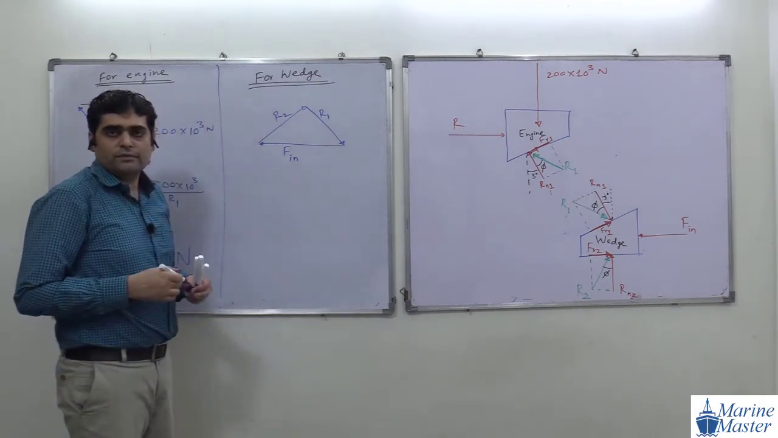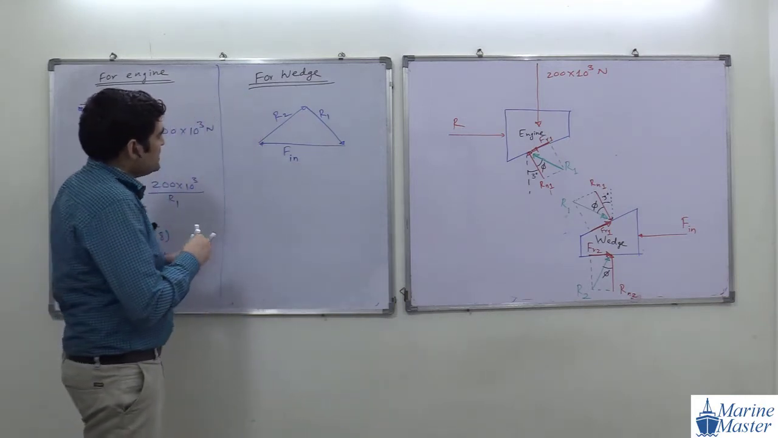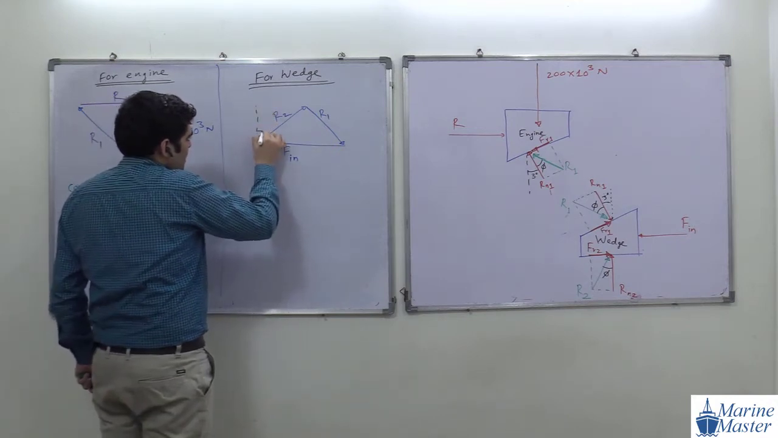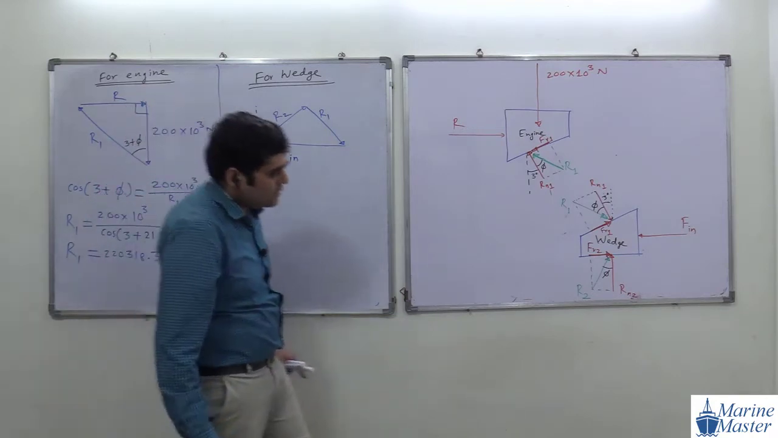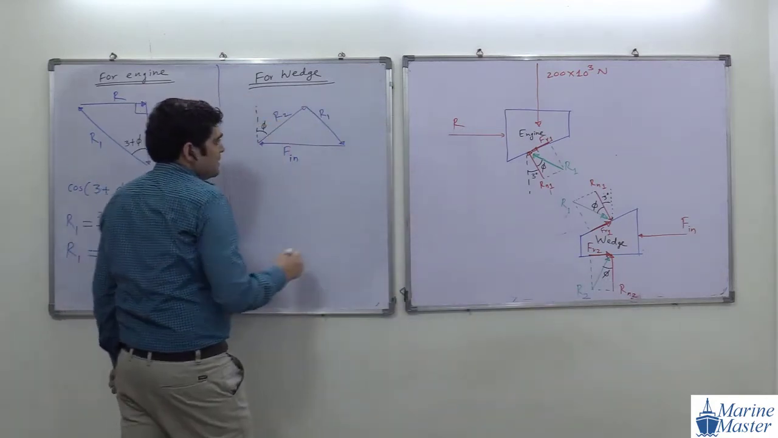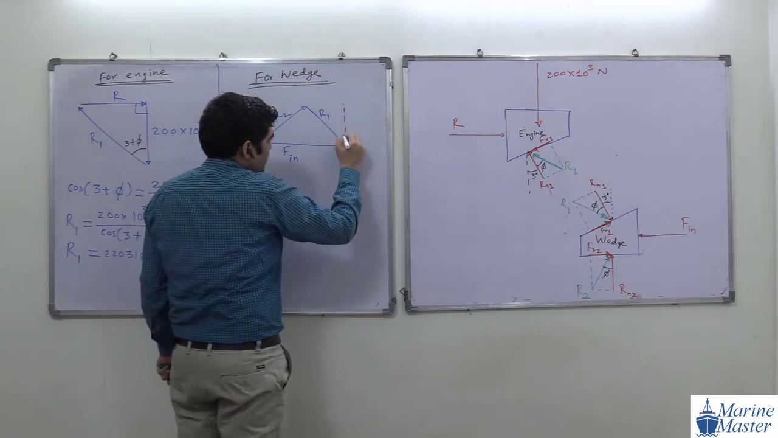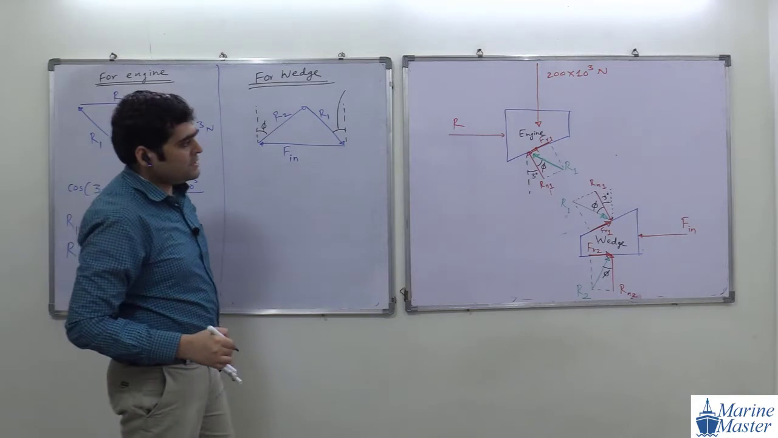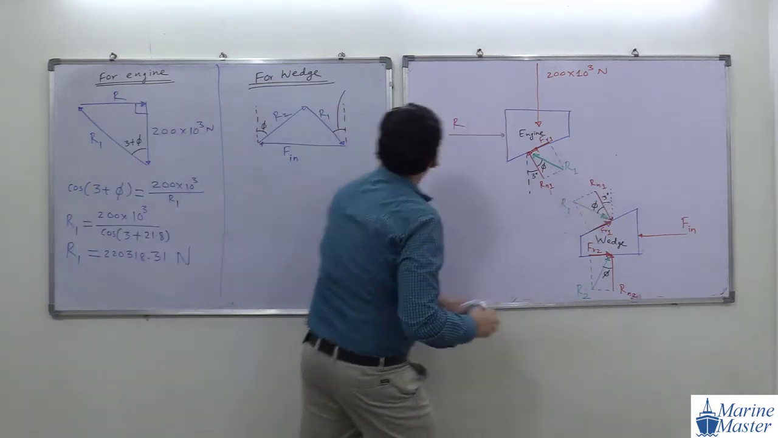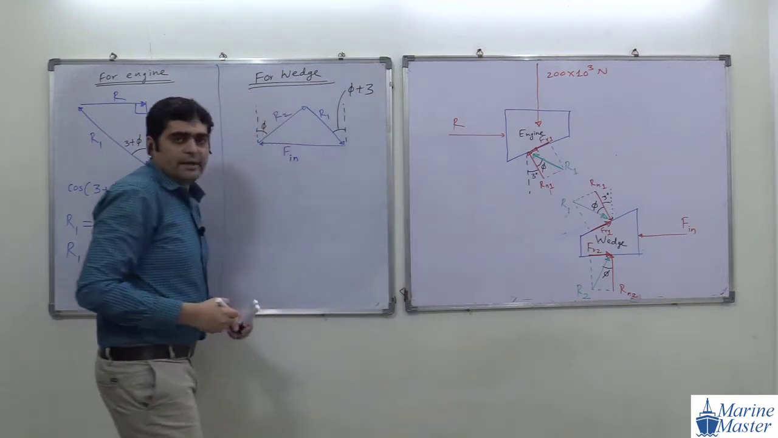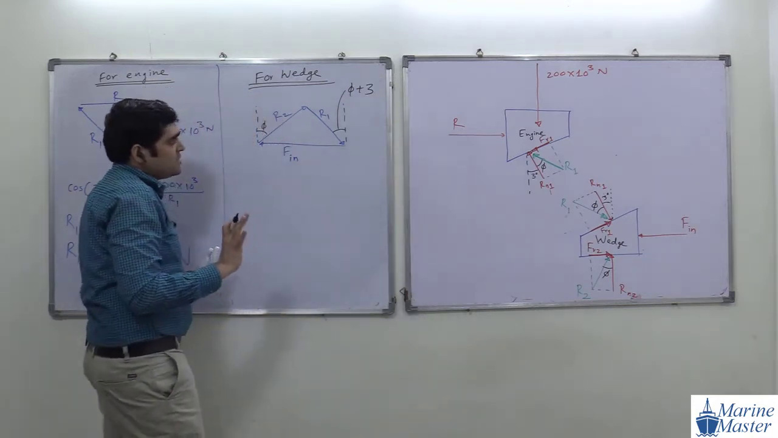No? Okay, good. What is the angle of R2 with respect to vertical here? The angle of R2 with respect to vertical will be phi. Then the angle of R1 with respect to vertical, this angle, will be 5 plus 3. See the point here, everyone. Any doubt in this discussion till now?